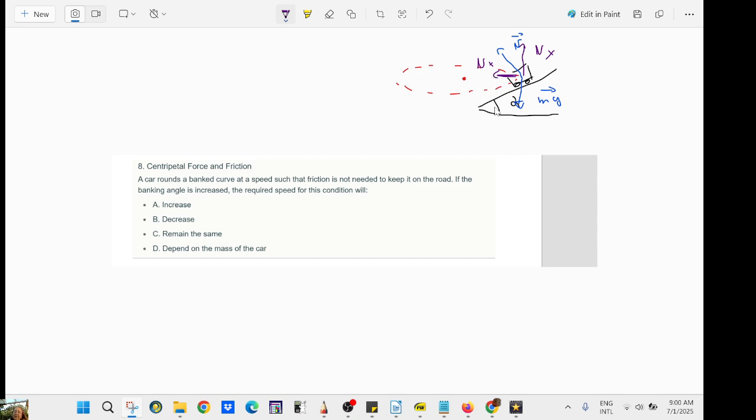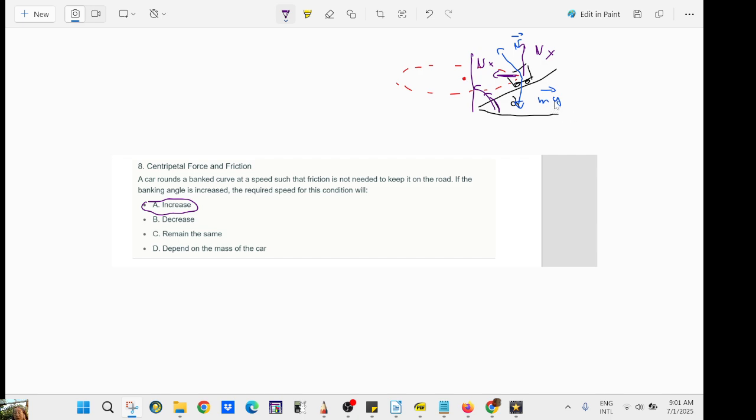But it makes sense that if you increase the angle here, then you might slide down. So it makes sense that for that not to happen, you have to go faster, right? Like if it's inclined so much, at worst, the car will slide down. So that means the answer is A.